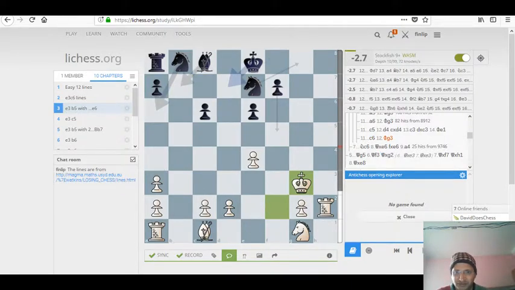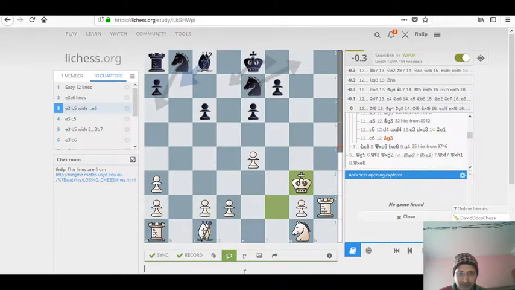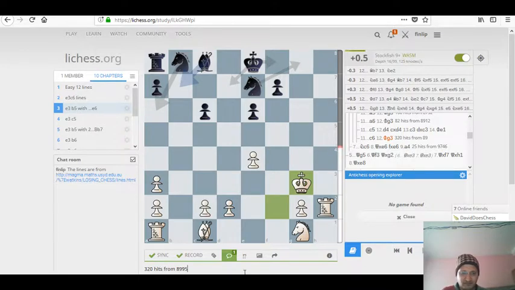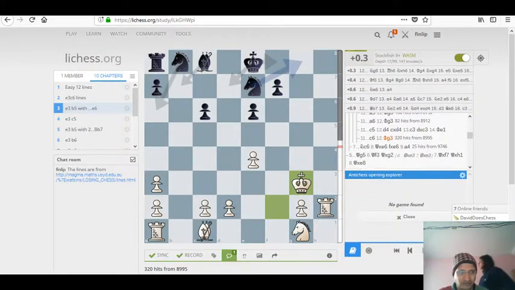And how many lines are there here? Let's go home, Control F, find all in the current document. There are 320 hits from 8995. So add this up, 9315. Go to that line, and then we will find the next reply, which is e7 d5.